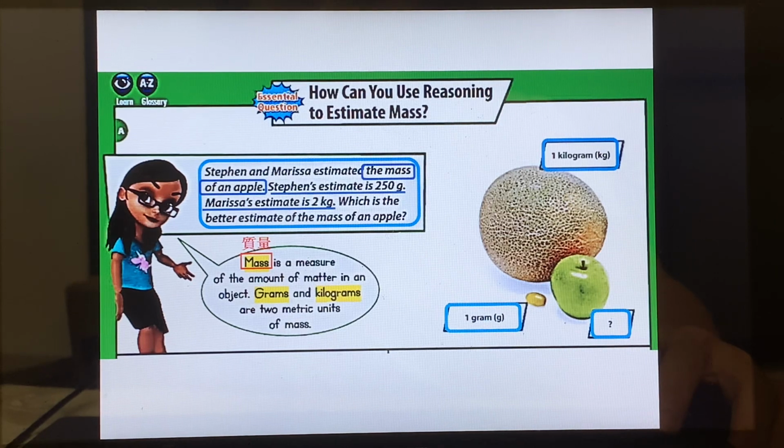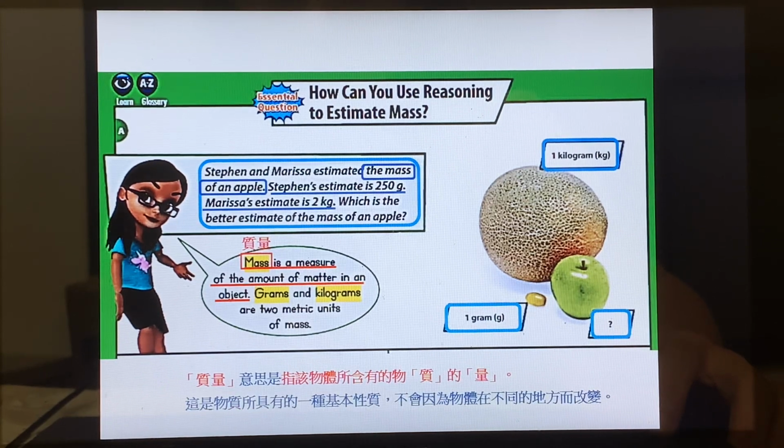Mass. Mass is the measure of the amount of matter in an object. Mass is a basic property of matter that does not change with the object's location. Grams and kilograms are 2 metric units of mass.